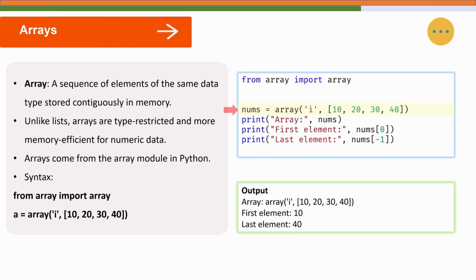We can access elements in an array using indexing just like a list. So index 0 gives the first item, and negative indices count from the end.